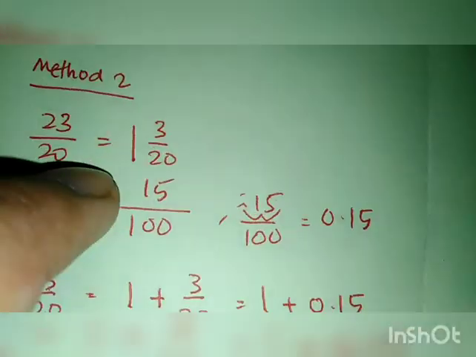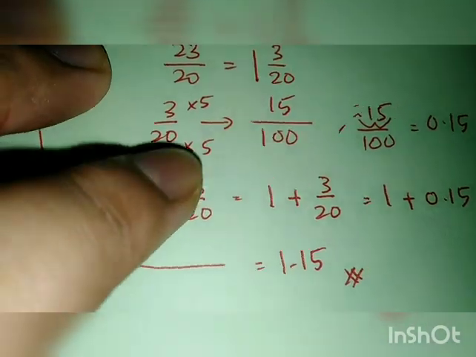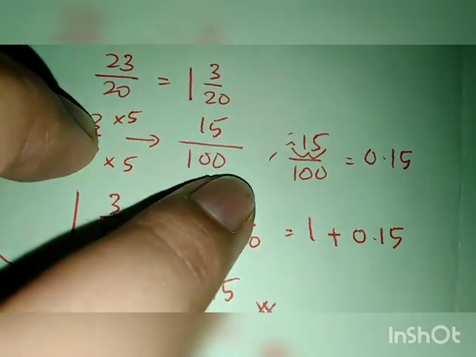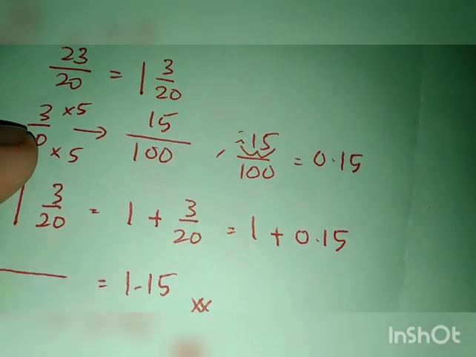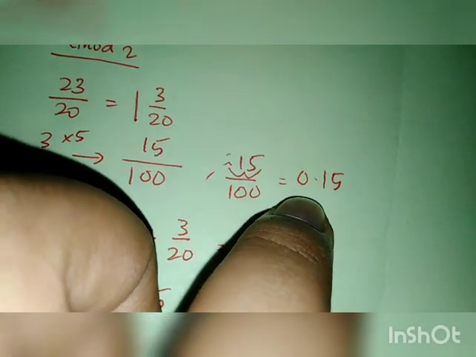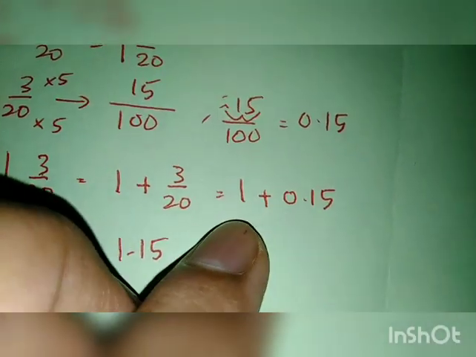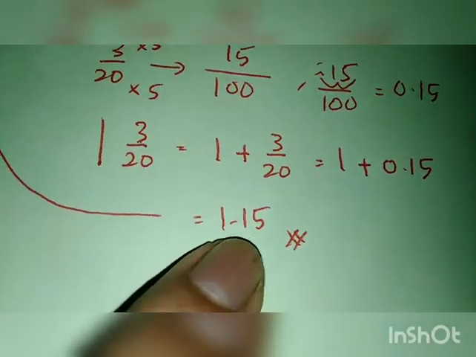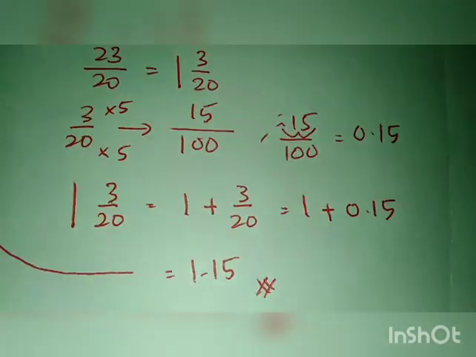Is this the final answer? No. Remember, you have 1 as a whole number here. So 1 and 3 over 20 is equal to 1 plus 3 over 20. So 1 is the whole number. 3 over 20, here we know already 3 over 20 is equal to 0.15. So you just need to do 1 plus 0.15. So you will get the answer 1.15. Alright?